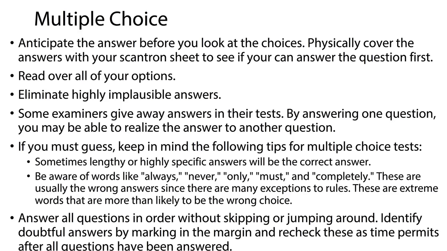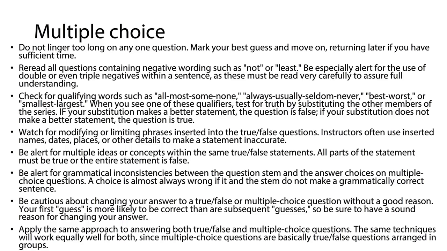So hopefully this will be helpful. So as you're going through multiple choice, don't linger too long. Okay, mark your best guess and move on. If you have time, go back later. Reread all your questions containing negative words like not or least. Okay, be alert for these, even double or triple negatives within a sentence. Make sure you really understand the question, and if you don't, ask. Okay? Check for qualifiers like almost, some to none, or always, usually, seldom, never, best to worst, smallest, largest.